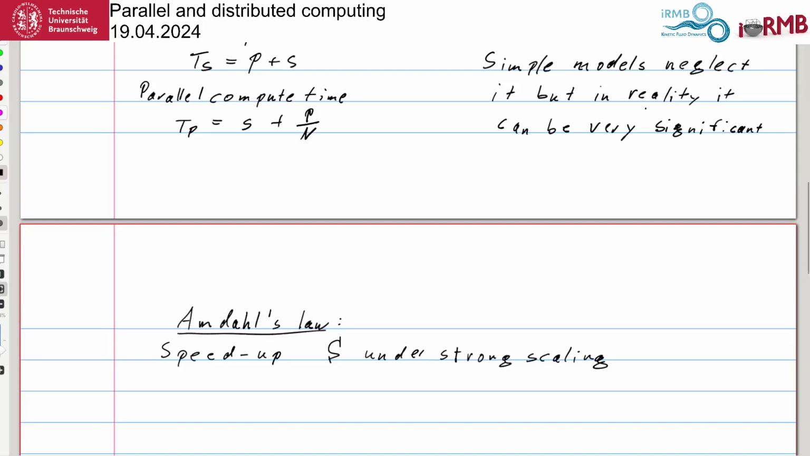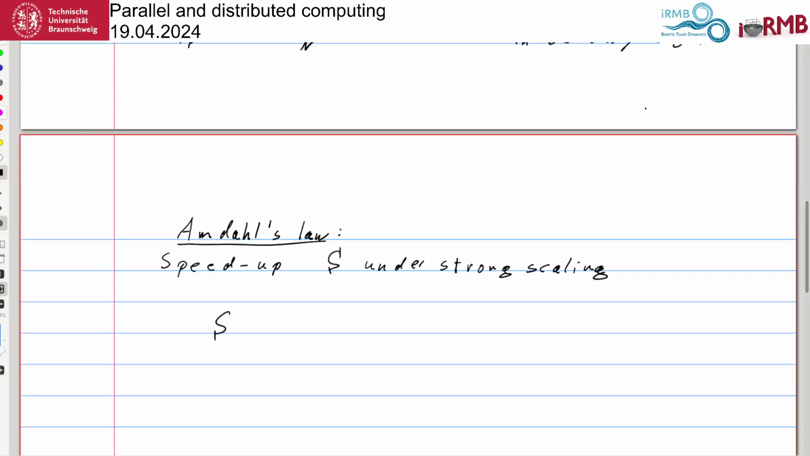Amdahl's law. So this speedup S is simply the time for the serial execution divided by the time for the parallel execution. When you parallelize, obviously you get faster, so your speedup would be larger than 1. This is what you assume. Now we can simply put the numbers here: S is (s + p) divided by (s + p/N), so it's relatively simple.